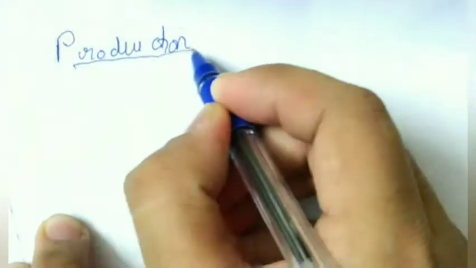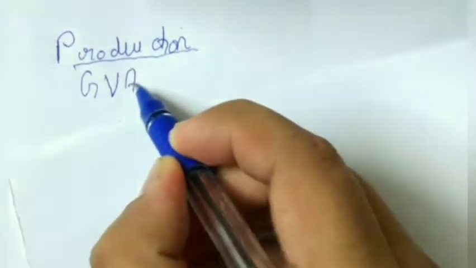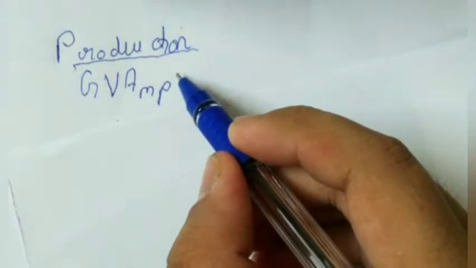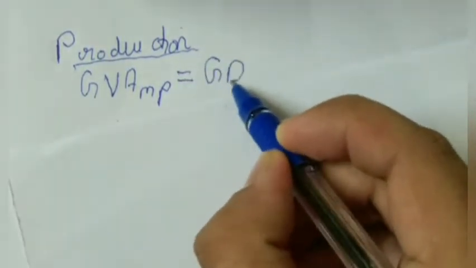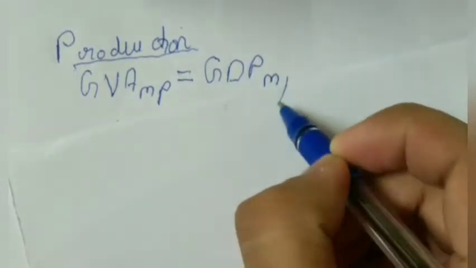Under this method, national income will be calculated based on the GDP MP. So here we calculated the value added by each and every sector, the primary, secondary and tertiary sector. The sum of all these gave the GDP at market price or gross value added at market price, which is also equal to the GDP at market price.